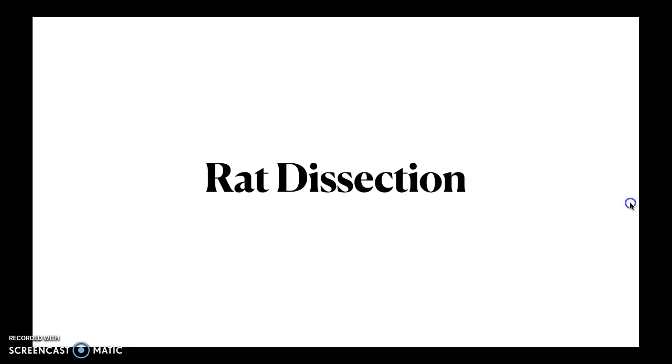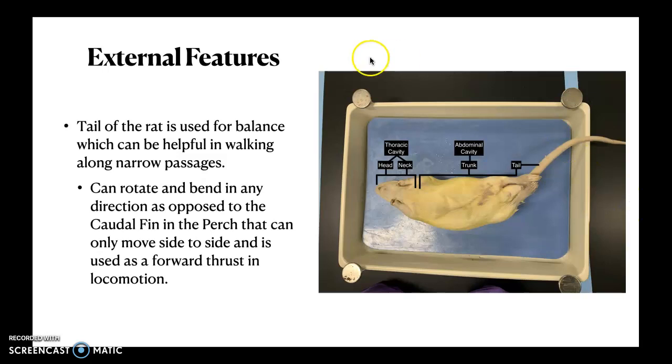So, looking at our external features of the rat, we have two different cavities. We have the thoracic cavity and the abdominal cavity. The thoracic cavity consists of the head and the neck, and the abdominal cavity consists of the trunk and then the tail.